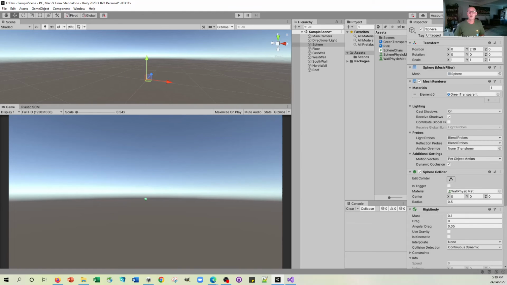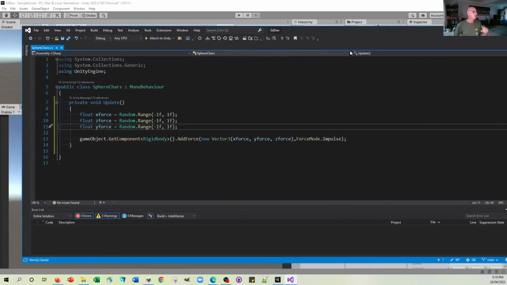All right. Well, that's good. I like that. We've basically got this little sphere, which every 60th of a second, or whatever the frame rate is, every frame, is getting this random force on it and bouncing around, bouncing off the walls. I think that looks quite promising.